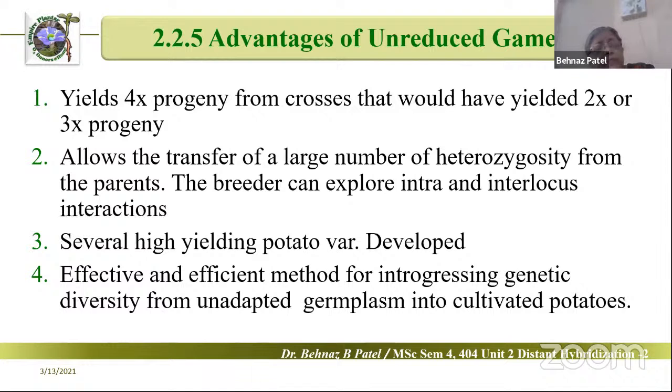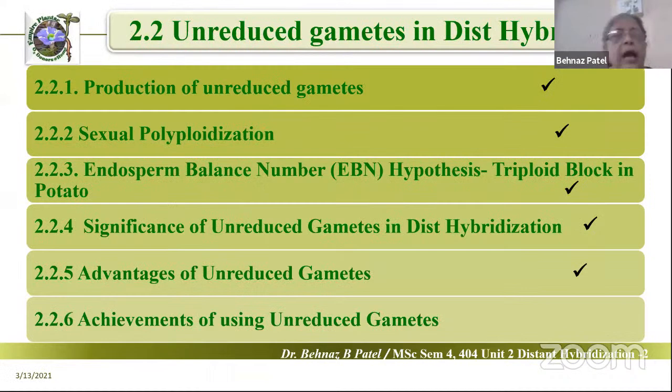Now we have developed, or rather the planet has developed, several high yielding potatoes. And also, it has been possible that these can be easily subjected to back crossing, and therefore introgression, or the incorporation of a single character, becomes possible over a period of time, having taken about 7, 8 or maybe up to 10 back crosses. So ultimately, an unreduced gamete is going to be helpful to us. Then there have been several achievements.